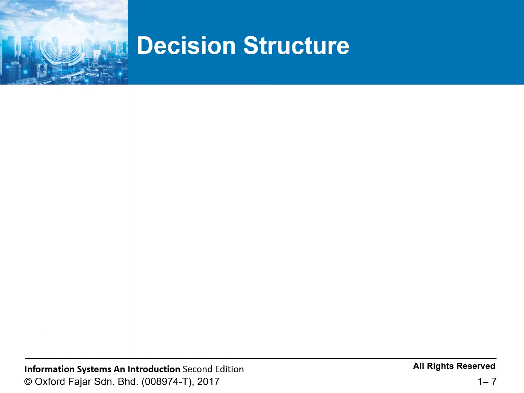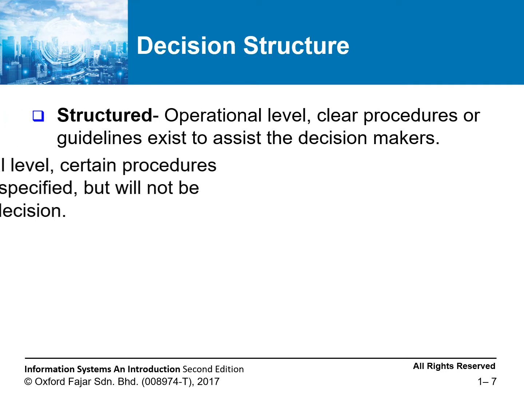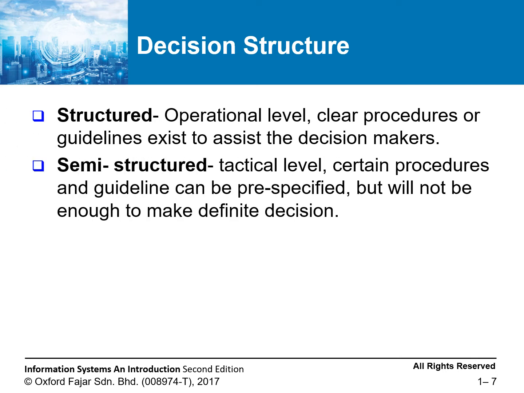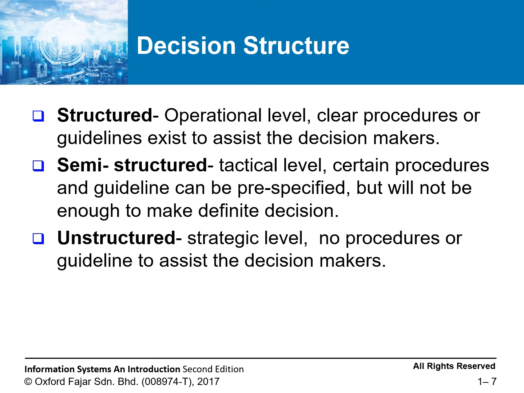Okay, so for decision structure, actually there are 3 decision structures. The first one is structured. This is at the operational level. Clear procedures or guidelines exist to assist the decision maker.